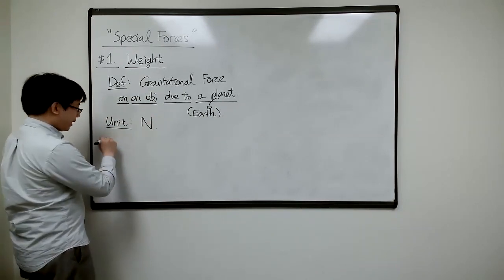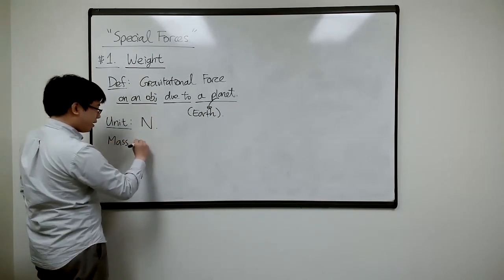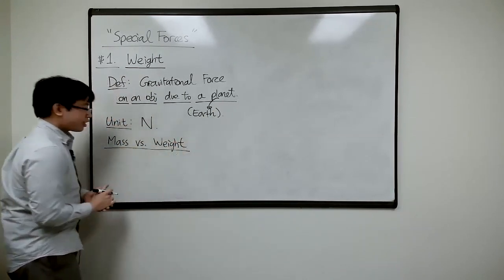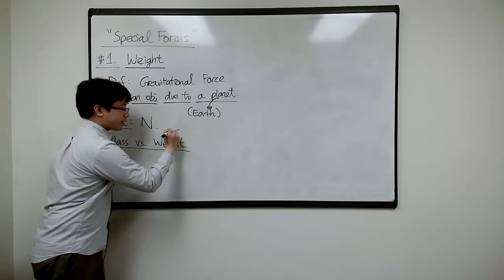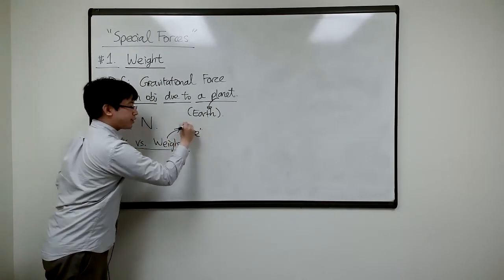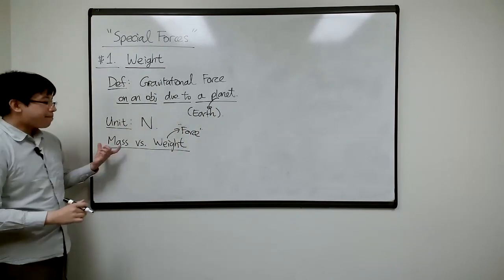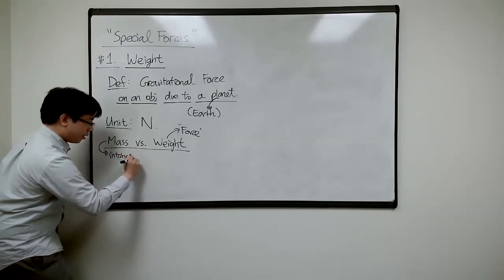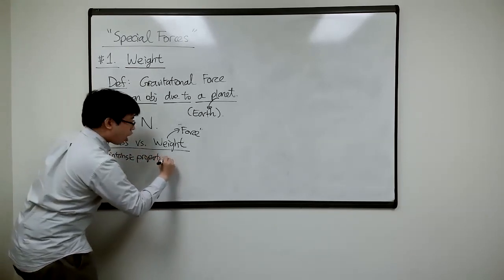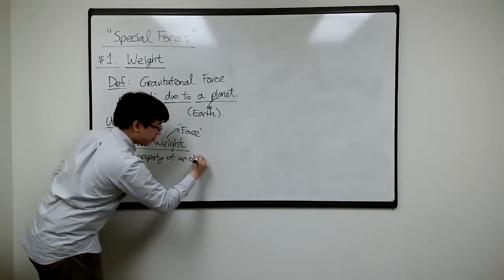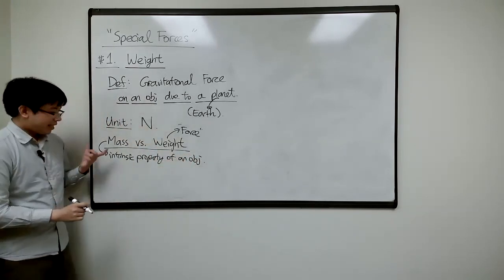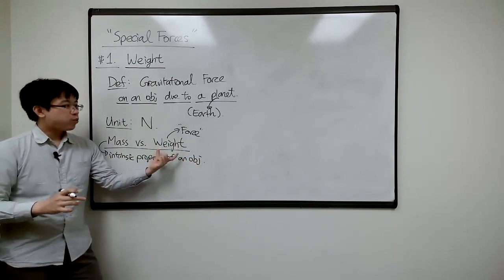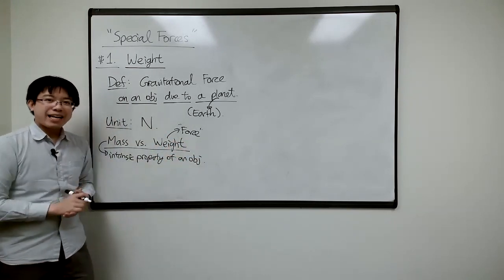Now we should talk about the difference between mass and weight. Weight is a force. It's a special type of force, and mass is an intrinsic property of an object. Notice the difference. Mass is what an object has, and weight is what is being applied on that object.